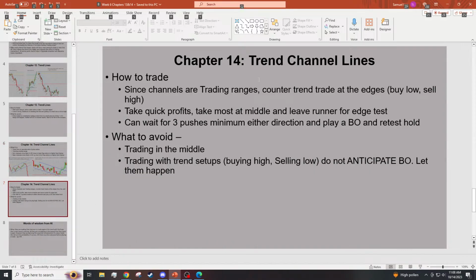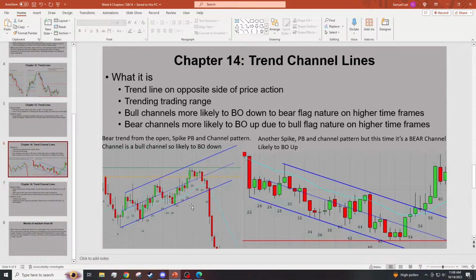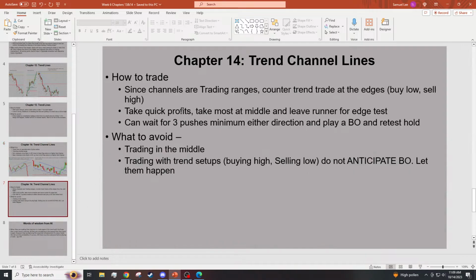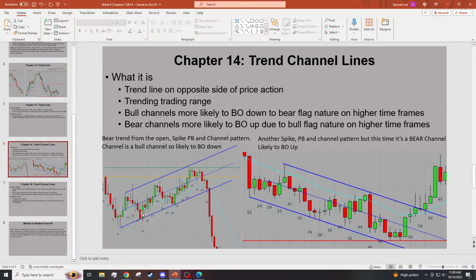Moving on to chapter 14, trend channel lines. The next slide: how do you trade them? Well, since channels are trading ranges, you should be counter trend trading at the edges. Obviously, you need to take quick profits. So this tool on NinjaTrader is a trend channel tool that I've adjusted to include a 50% line. You can do the same thing. So when I say take quick profits, most at the middle, you can leave a runner for the edge test.